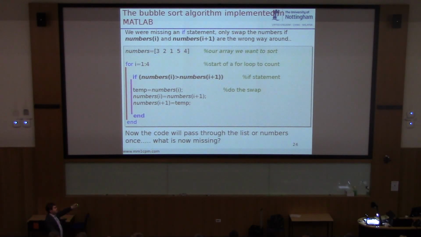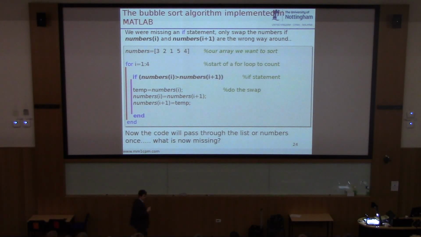So this is the swapping thing. We did this paper exercise. Then numbers equals 1, I plus 1 equals temp. So this is just the swapping code. We're going to go through this whole list of numbers and only swap numbers that are out of order. So, again, there's something missing.